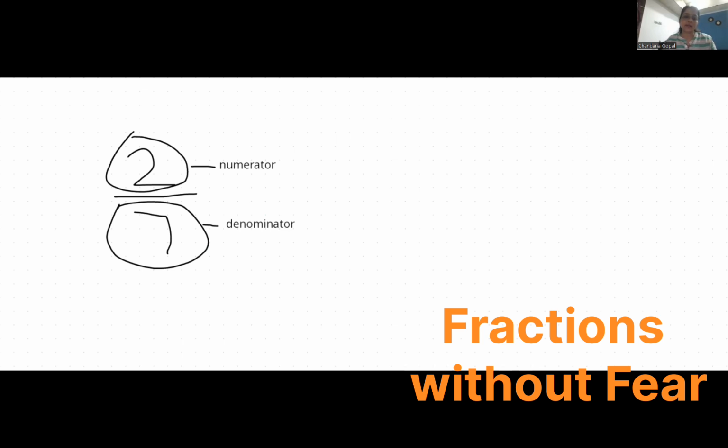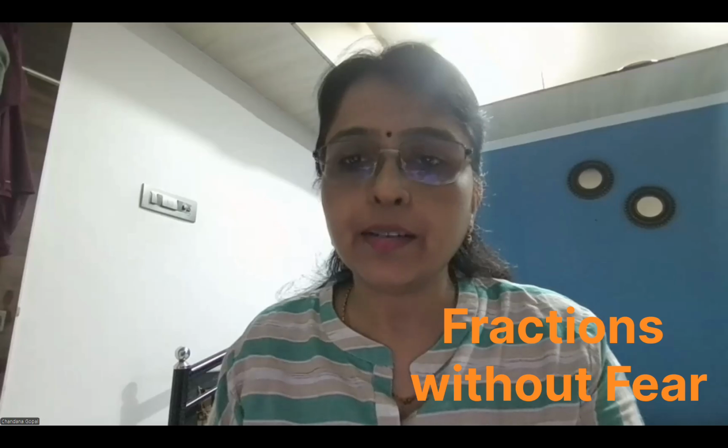Supposing I write 5 divided by 8. Now, which is the numerator in this? 5 is the numerator and 8 is the denominator. So, anything that is written in this form, something divided by something, it is called a fraction. Got it?